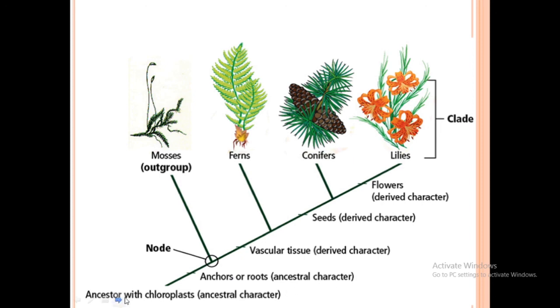What is that? Ancestor with the chloroplast. Now from the root, how many of them derived? Mosses, that is an outgroup, a separate one. Vascular tissue, a derived character, fern. Seed, a derived character, conifer. Flowers, a derived character, lilies or modern. So this is the final placed one. Then you can call it a clade. Okay, the state that is known as what? Clade. It reached a final position. So these are the rooted diagrams.